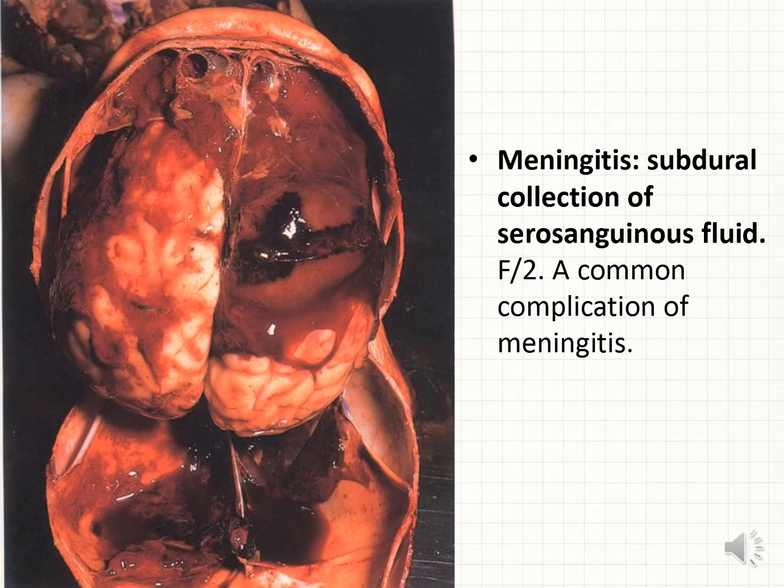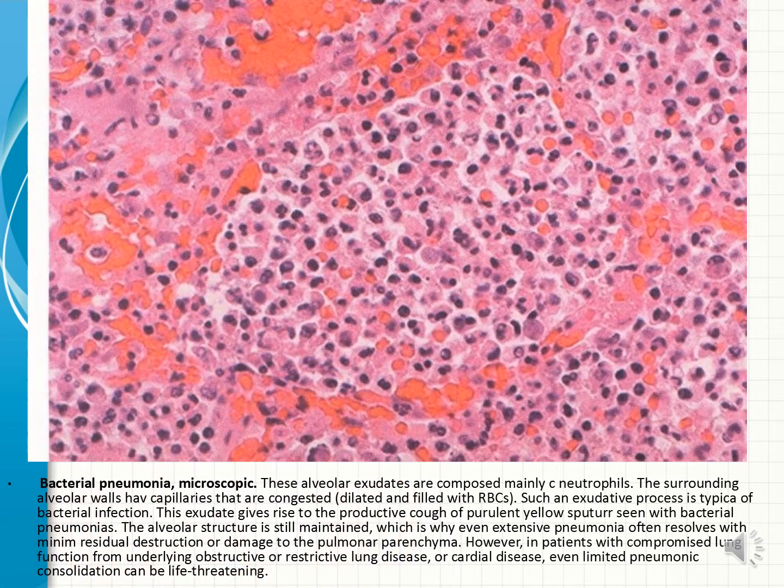Here you see the brain and changes in meninges, meningitis, and as a result of this inflammation, we see some dural collection of serous sanguineous fluid. So it is a possible complication of meningitis in a patient, female patient, 2 years old.